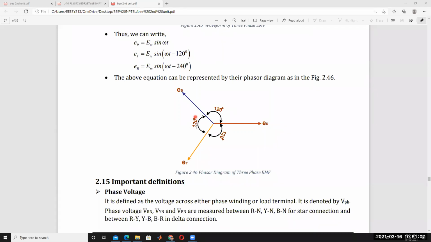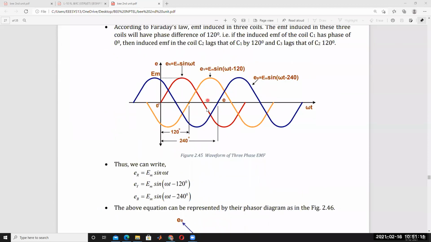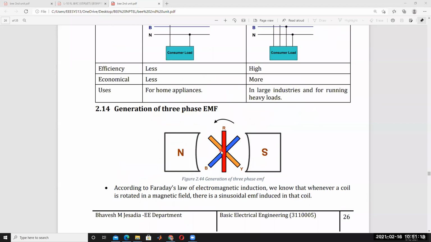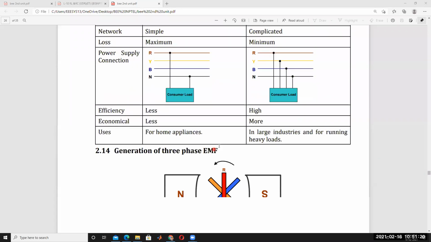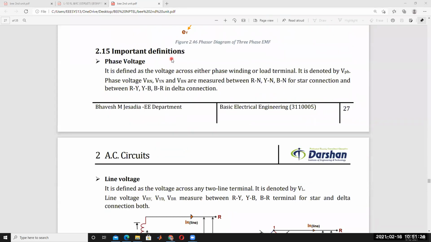This is the phasor diagram of the three-phase system, this is the waveform of the three-phase system, this shows how the EMF is generated in a generator, and this is the comparison between single-phase and three-phase systems. And next, some important definitions.